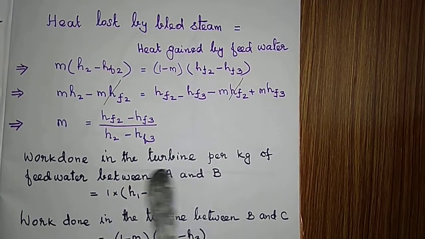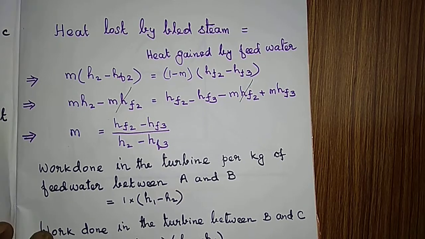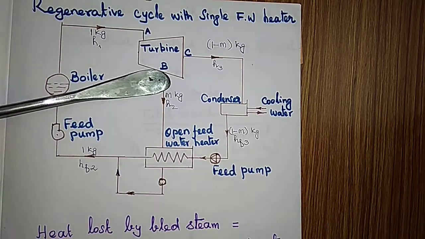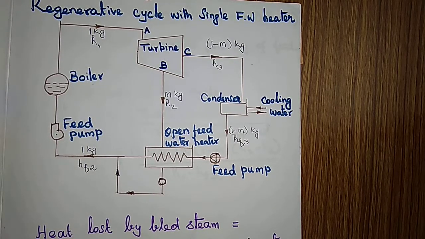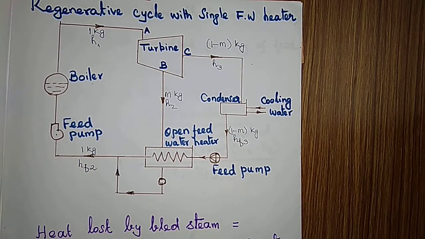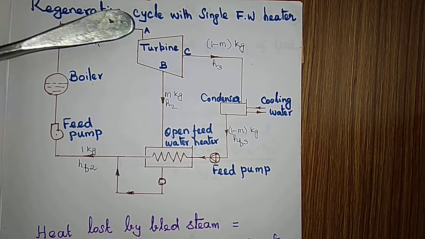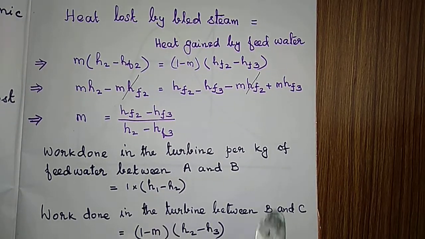Coming to the work done in the turbine per kg of feed water between A and B, because between A and B, 1 kg of steam is doing the job. So how much is there? Enthalpy lost, H1 minus H2. So work done in the turbine per kg of feed water between A and B is 1 multiplied by (H1 minus H2).